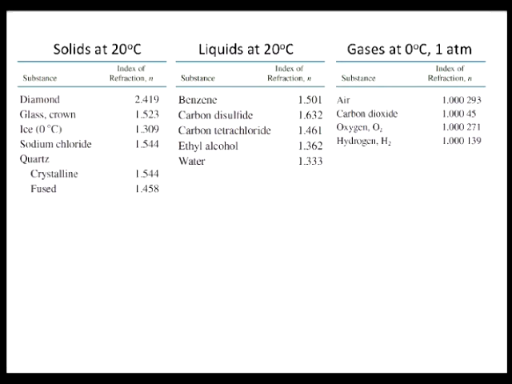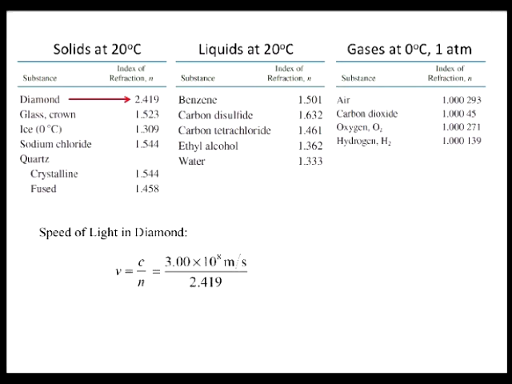As a quick example, if we know the index of refraction of a material, we know the speed of light in that material. For instance, the index of refraction of diamond is n equals 2.419. The speed of light in diamond is then given by v equals c divided by n, which equals 3.00 times 10 to the 8th meters per second divided by 2.419. This is equal to 1.24 times 10 to the 8th meters per second.